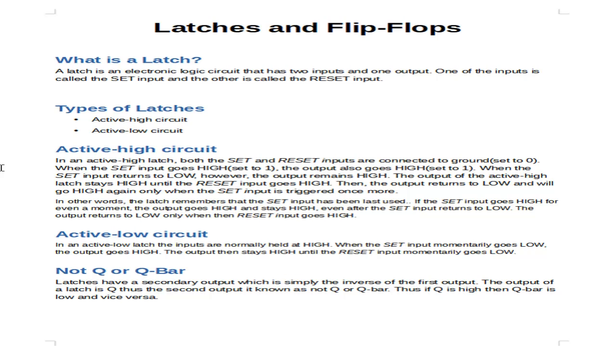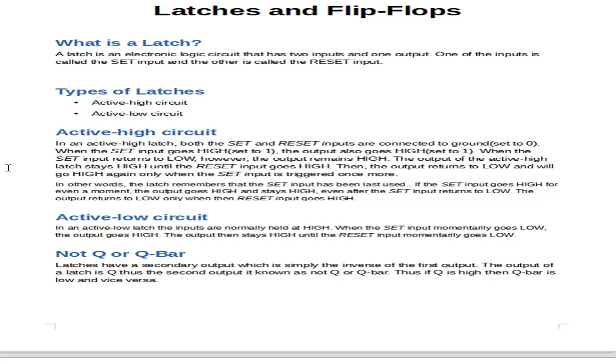The output of the active high latch stays high until the reset input goes to high. Then the output returns to low and will go high again when the set input is triggered once more. In other words, the latch remembers which input has been last used. If the set input goes high for even a moment, the output goes high and stays high. Even after the set input returns to low, the output returns to low only when the reset input goes high.